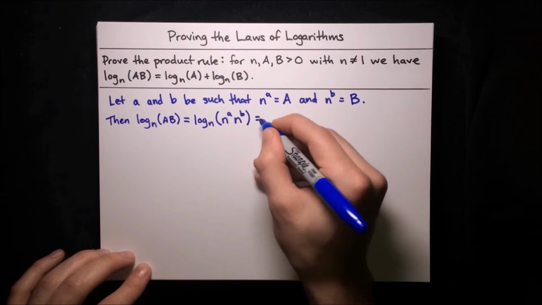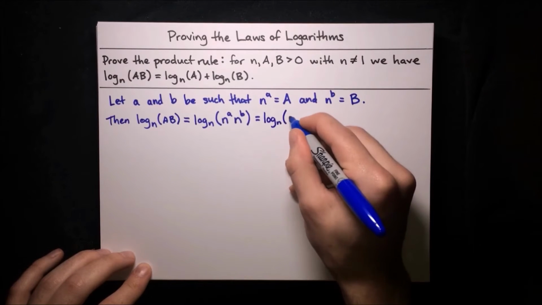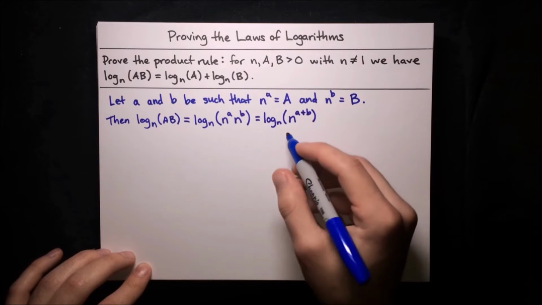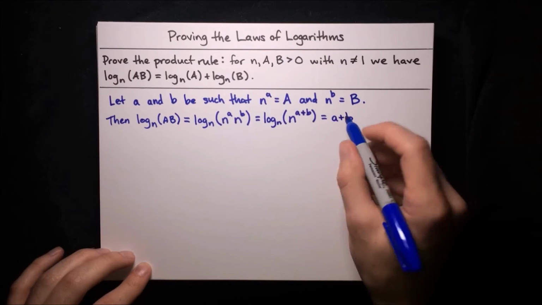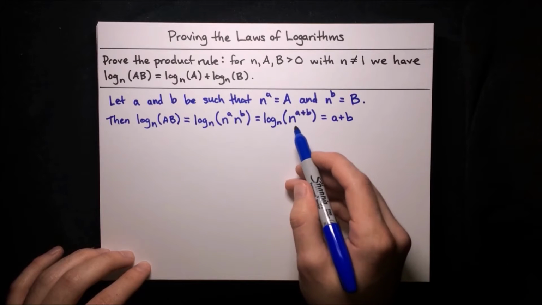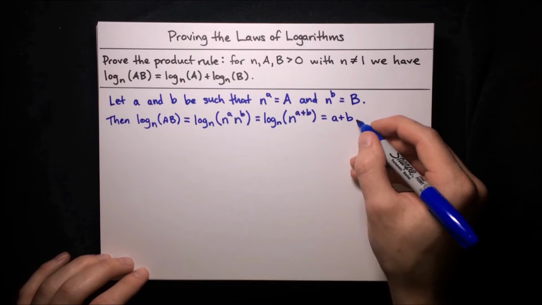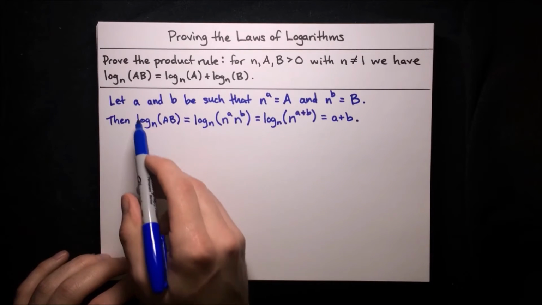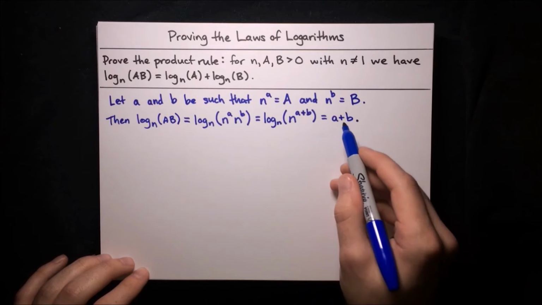So inside the log, n to the a times n to the b simplifies. Since they have the same base n, we can just add the exponents, so n to the a plus b. And log base n of n to the a plus b is just a plus b, because log base n just asks what is the power that you have to raise n to get to this argument n to the a plus b. So just a plus b. Alright, so now you might begin to see where we're going with this. We have that log base n of AB, that's the left-hand side, is equal to this whole chain of equivalences, which comes out to a plus b.